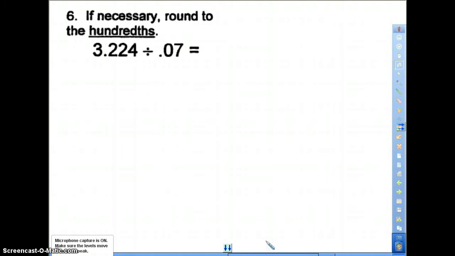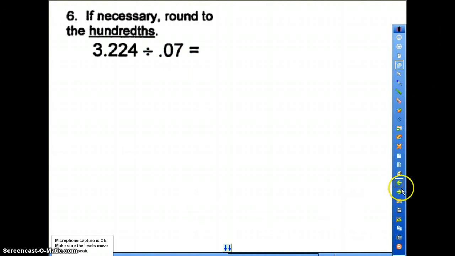All right, number 6 on the computation test is always long division. And this is where kids mess up all the time. I guess math teachers have just been teaching this wrong. Shame on us. All right, so I'll do the best I can to give you some ideas on where to go with this. Number 6 says, if necessary, round to the hundredths place. So I've got 3.224 divided by 0.07.